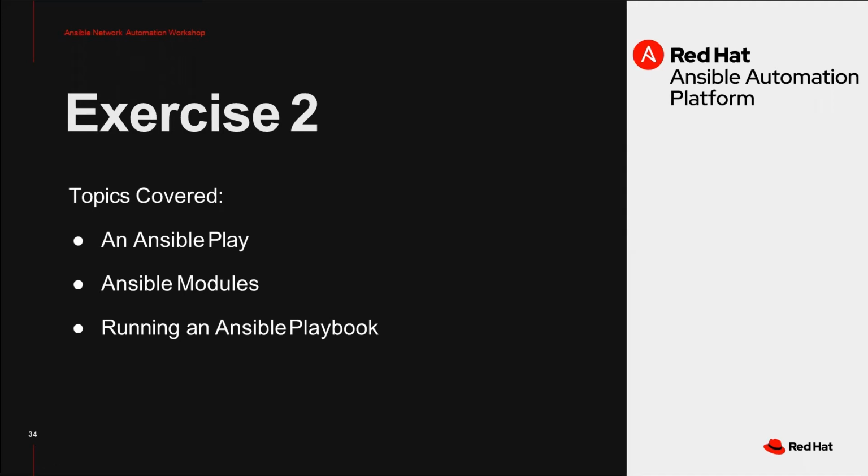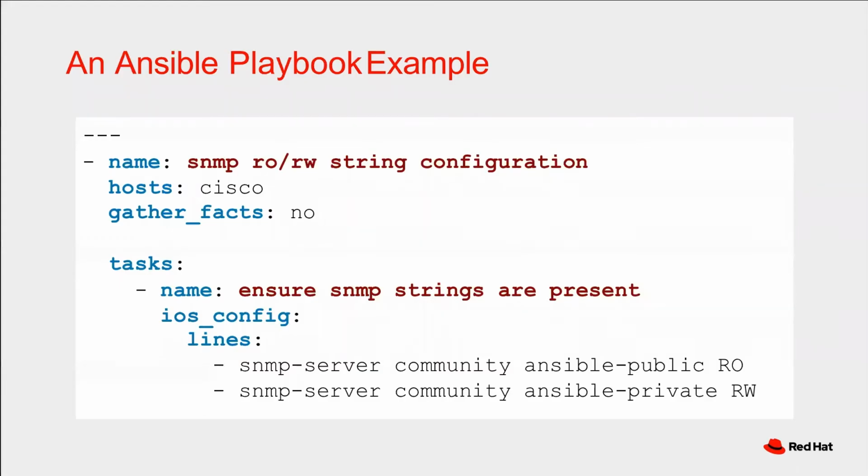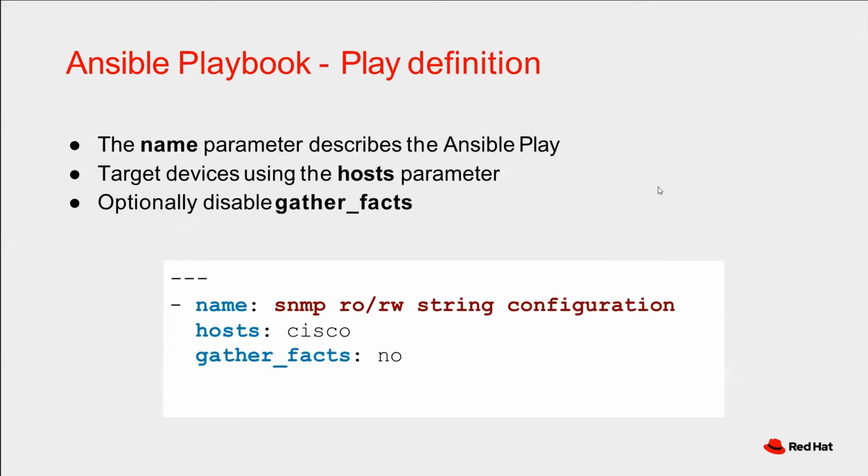So for exercise 2, we're going to be running our first playbook. We really don't have to understand how everything's put together right now. We'll be building a playbook from scratch, well, not really from scratch, but sort of from scratch, a little bit in the next exercise or two. But we just wanted to take a look at how this playbook is put together.